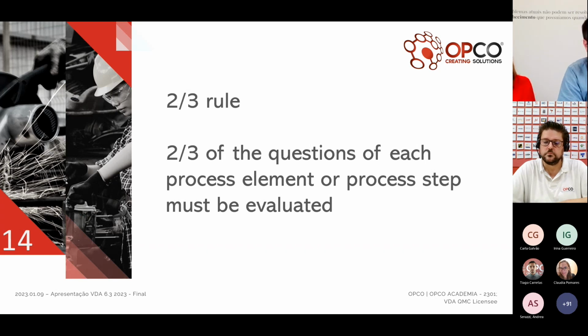Okay, and getting back to the already mentioned two-thirds rule, we must consider, as in the previous edition of VDA 6.3, that an audit result is only valid if we assess two-thirds of the questions of each element. So this is also something that is kept unchanged and that we should continue to follow.